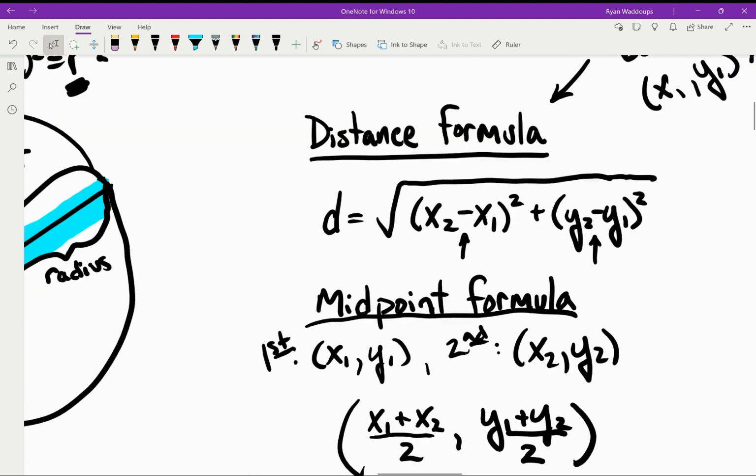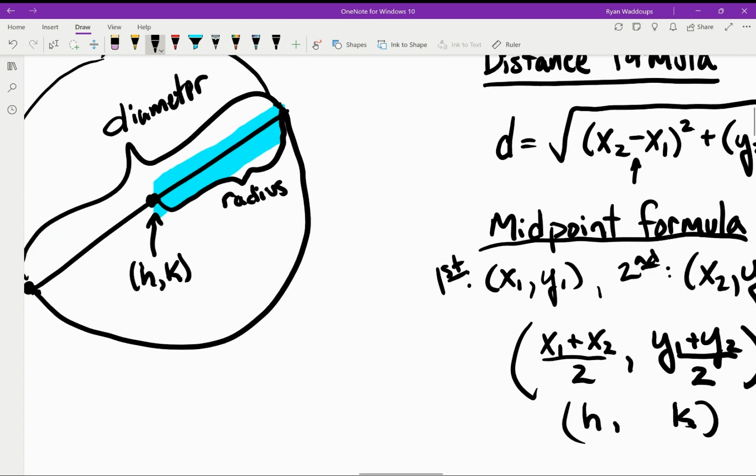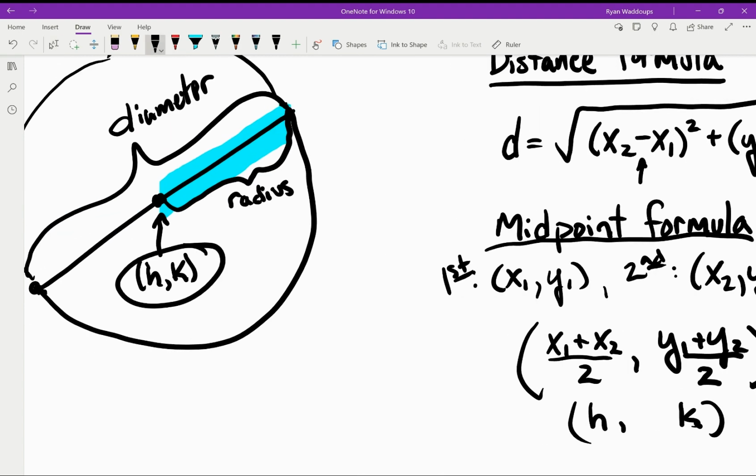And then the midpoint formula gives us that point. This will give us the point hk, because the h will be the average of the x coordinates, and k will be the average of the y coordinates, because that gives you the point right in the middle. And so that's what we're going to be looking for.